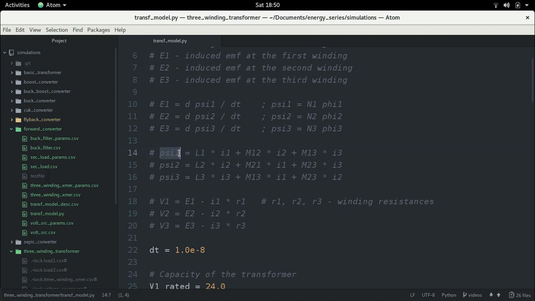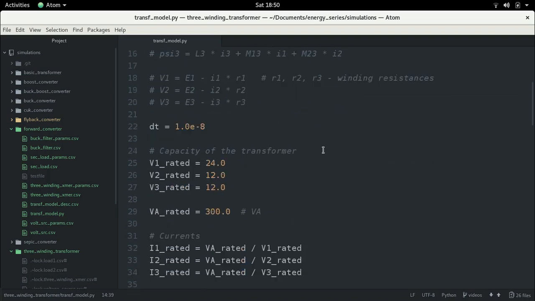linkages for each winding of the transformer, because now the flux linkage of each winding of the transformer will be dependent on the current in the third winding with respect to the mutual inductance of that winding and the third winding. So these are the equations we had written.